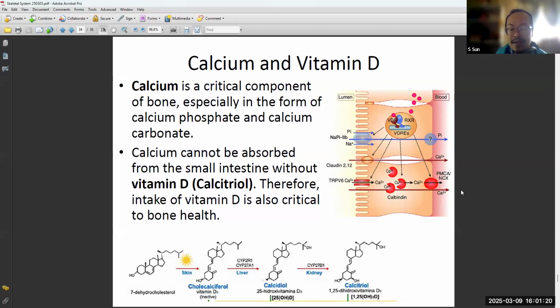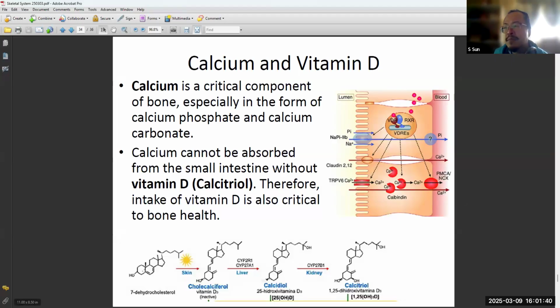So you need vitamin D. Without vitamin D, it will not produce the calcium transporter. Then no matter how much calcium you eat, it will not come into your body. So vitamin D is critical. How do you get vitamin D?